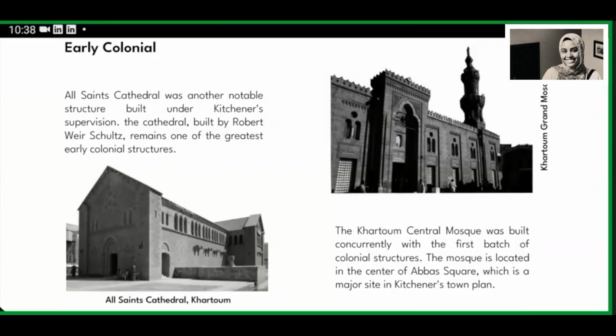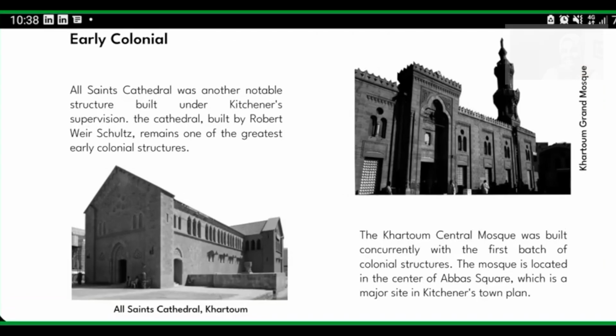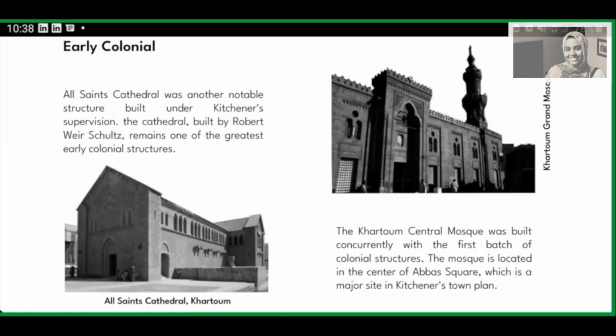And also the colonists were obligated to respect the preferences of the primarily Muslim people, in addition to the infrastructure and structures they created. So in this regard, the Khartoum Central Mosque was one of the main structures that was constructed in the first batch of colonial structures. It's located in the center of Abbas Square, which was a major site in the town's plan that Kitchener created. And those are the two most remarkable buildings of that era.